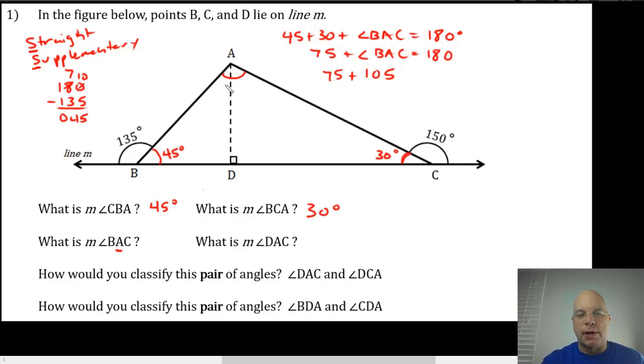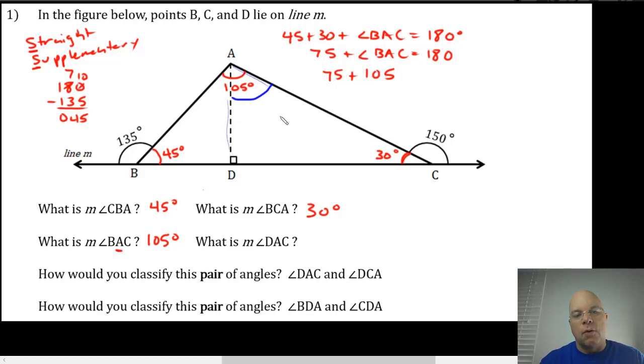So this angle is 105 degrees, which makes it obtuse and a little more than 90, and that's what it looks like to me when I look at it. So this looks reasonable, 105 degrees. Next question asks for the measurement of angle DAC. DAC is this angle.